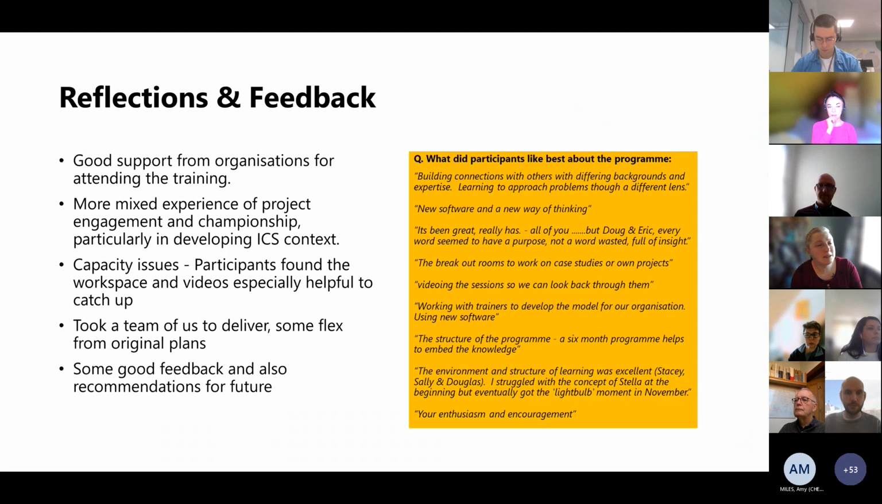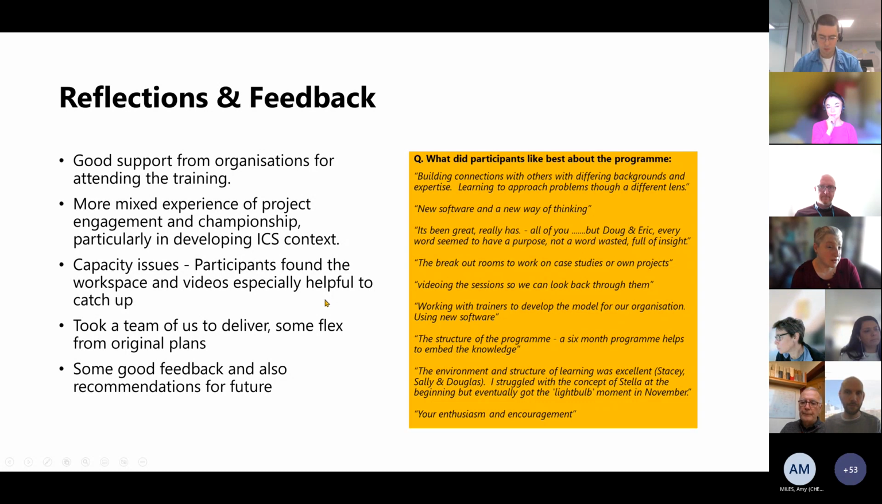So, reflections and feedback on the course. We had some really nice feedback from the participants. 12 of them got to the end. We've got the 8 projects that they were working on. They've had some good support from their organisations in terms of attending the training, but support, I guess, was a bit more mixed around project engagement and championship, particularly in a developing ICS context where there's organisational changes and changes in structure and who your boss is and things like that going on.